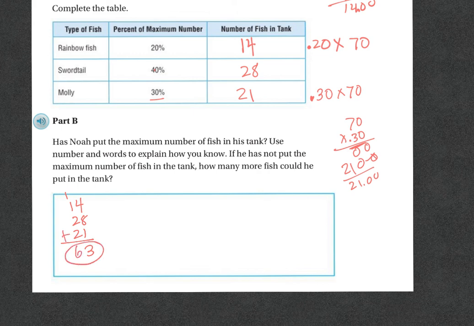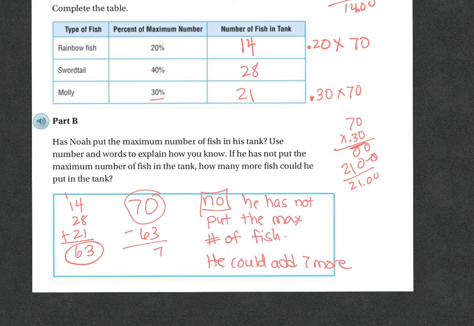So he's put 63 fish in the tank, and it said the tank can hold 70. So no, right? He has not put enough fish in the tank, and he could put 7 more, because 70 minus 63 is 7. So no, he has not. So he could add 7 more.